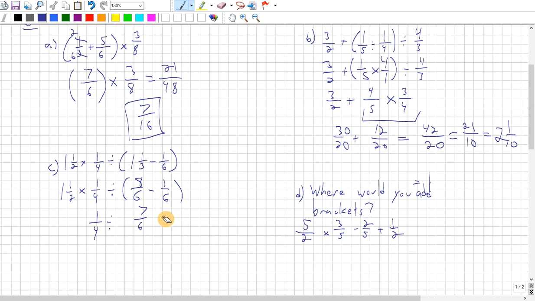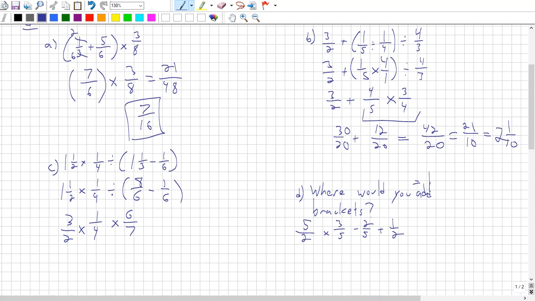In order to do that, of course, I flip this fraction and change that to a multiplication. So I'm flipping 7/6, it becomes 6/7, and I change that to a multiplication times 6/7. And this 1 and 1/2, I'm going to change to an improper fraction because I know I need that anyways. So 1 times 2 is 2, plus 1 is 3, so that becomes 3/2, and that will be multiplied by all this eventually.